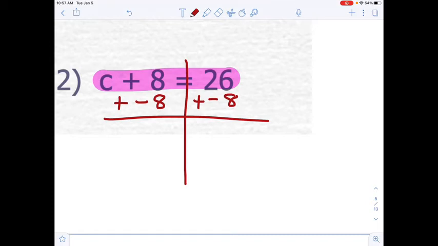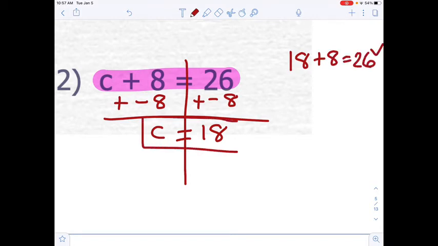Positive 8 and negative 8 cancel, so we're left with c equals, and then 26 take away 8 leaves us with 18. Now if I check my answer, I'm going to plug in 18 for c. 18 plus 8, well, hey, guess what? That equals 26, so yep, our answer works.